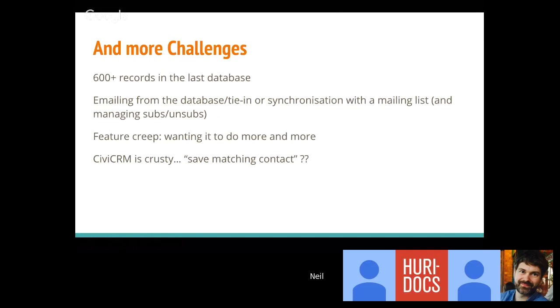And lastly, Civi CRM is just a bit funky. It's like when you're inputting a Jennifer and there's 10 other Jennifers, and then it's this complicated, confusing to the users process of, you say, save matching contact, and what does that really mean?